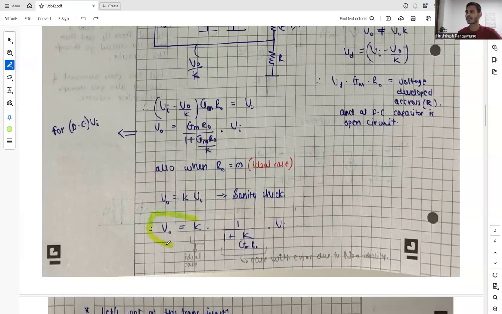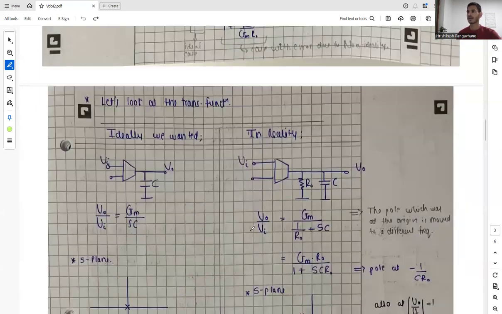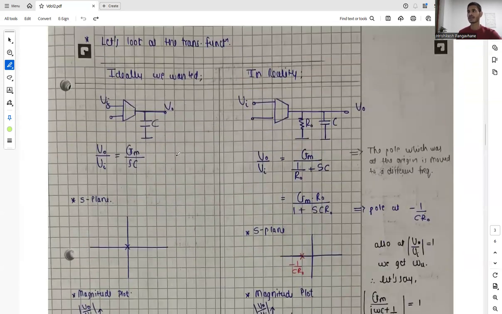So now, Vout equals K times 1 upon 1 plus K by Gm R naught. This is the same equation written in the analog template, where K is our ideal case, and the other factor is the error due to non-ideality. Now let's look at the transfer function. We have two cases. Ideally, we wanted the case where it looks like this, but in reality we have R naught in the picture. So the transfer function will look like this, where ideally it is Gm by sC, and in reality the transfer function is Gm by (1 upon R naught plus sC). So this is the impedance of C, and this is the parallel impedance of R naught and C.